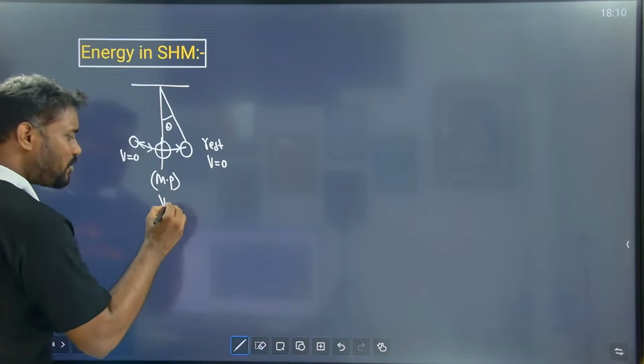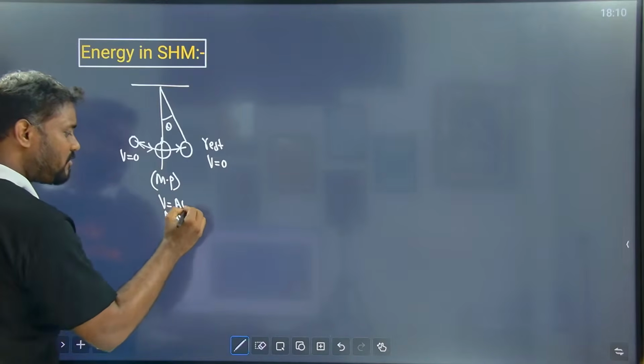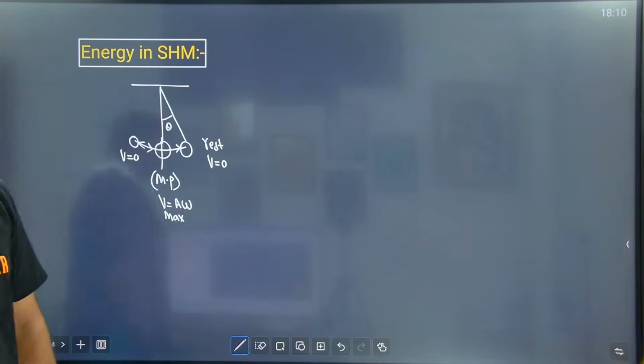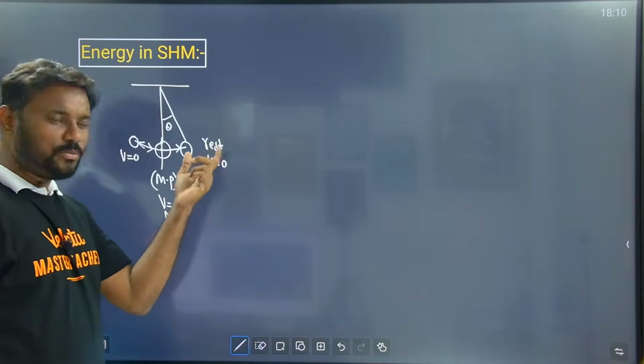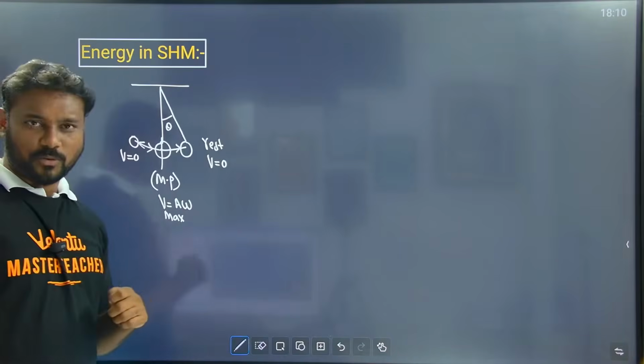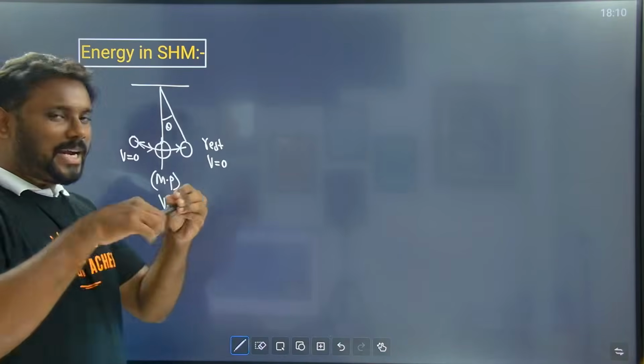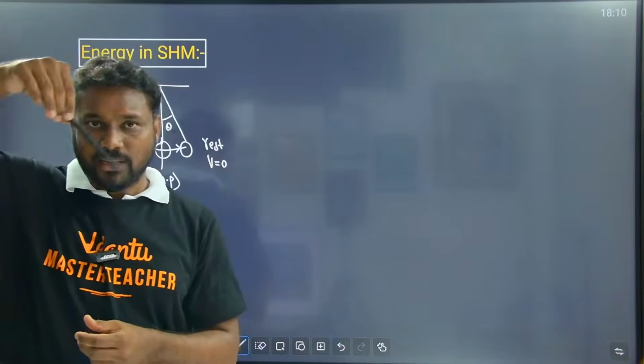So what is the velocity at the mean position? V maximum is equal to a omega. Then at this place, the kinetic energy becomes 0. This is also where kinetic energy becomes 0. Clear? Now it is moving under gravity, right?